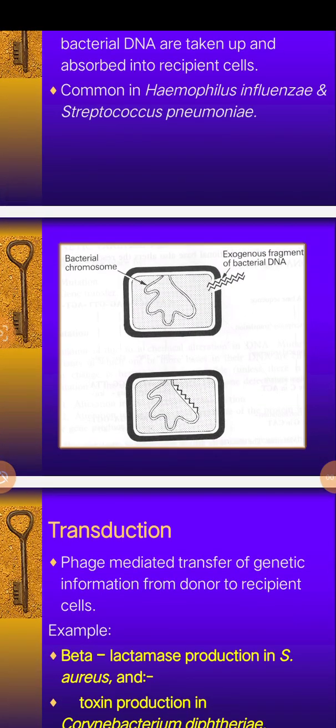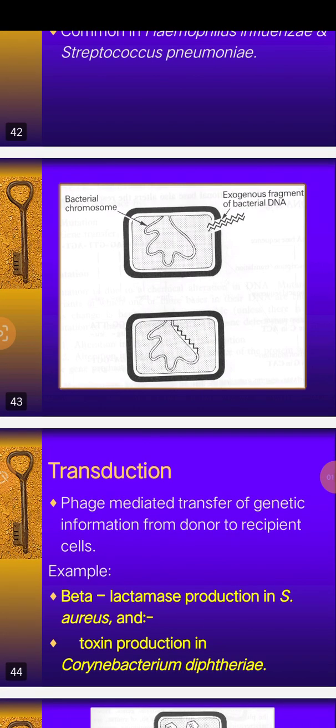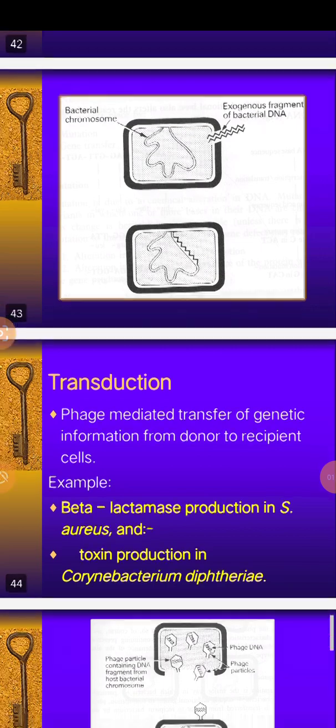Here is the diagram representing the transformation. There is a bacterial cell containing a bacterial chromosome. An exogenous fragment of bacterial DNA is taken inside the cell. Then it combines with the bacterial chromosomal DNA and multiplies or passes to the next generation.